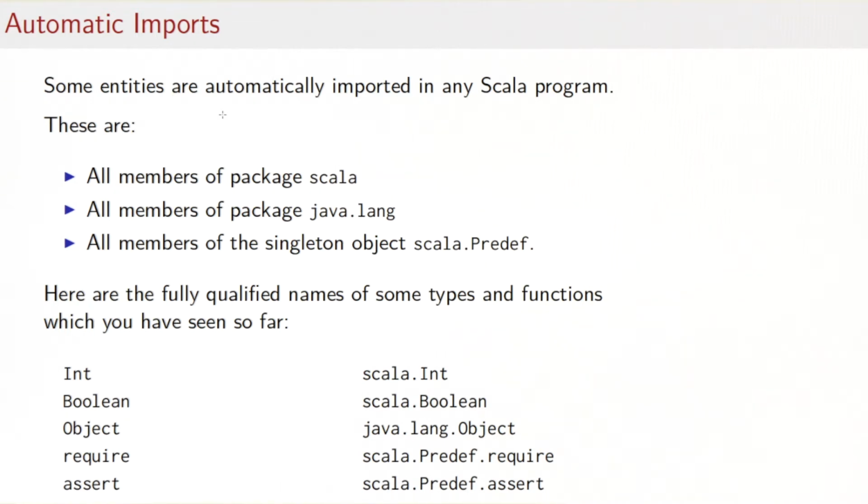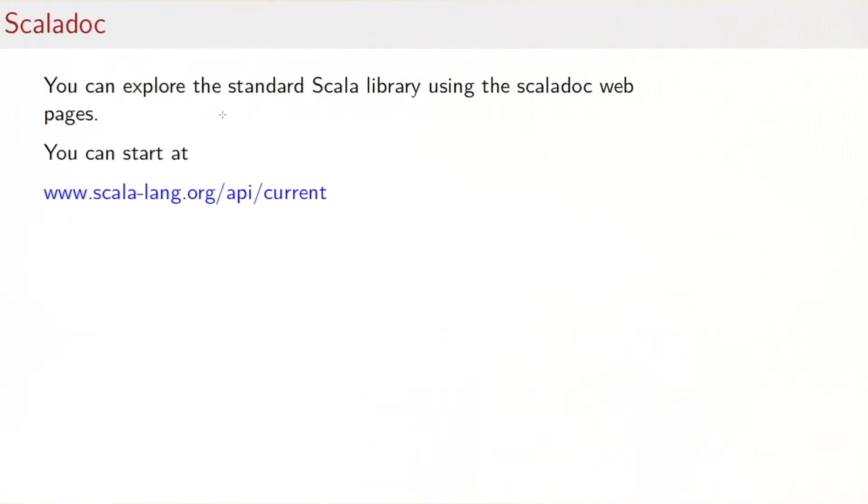Object is spelled out java.lang.Object, the root object of all Java objects, and we have imported that automatically because besides Scala, also all objects in java.lang are automatically imported. So by now you probably would like to find out more about what classes are there in the Scala library, what can you do with them, what methods do they export.